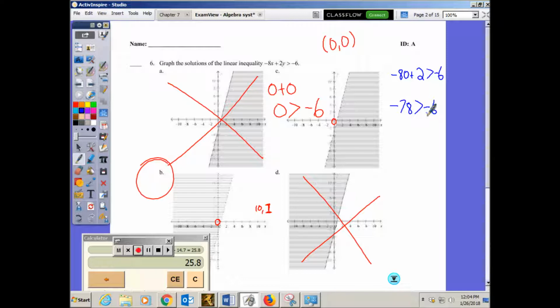Again, you pick any ordered pair clearly not on the line. The problem is if you pick something on the line, then you don't know which side it is, right? You plug it in. You see if it works. If it works, you shade that side. If it doesn't work, you shade the other.